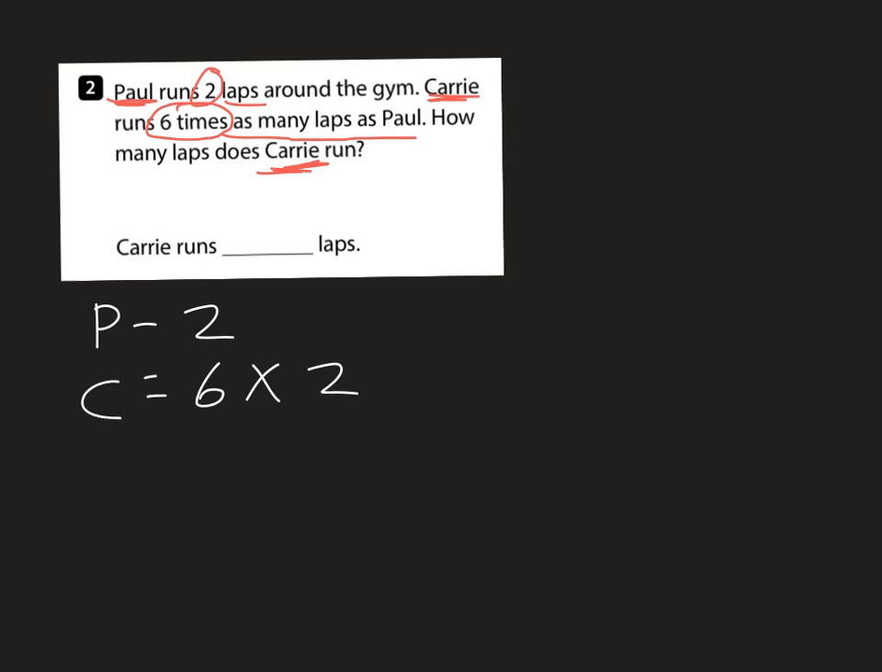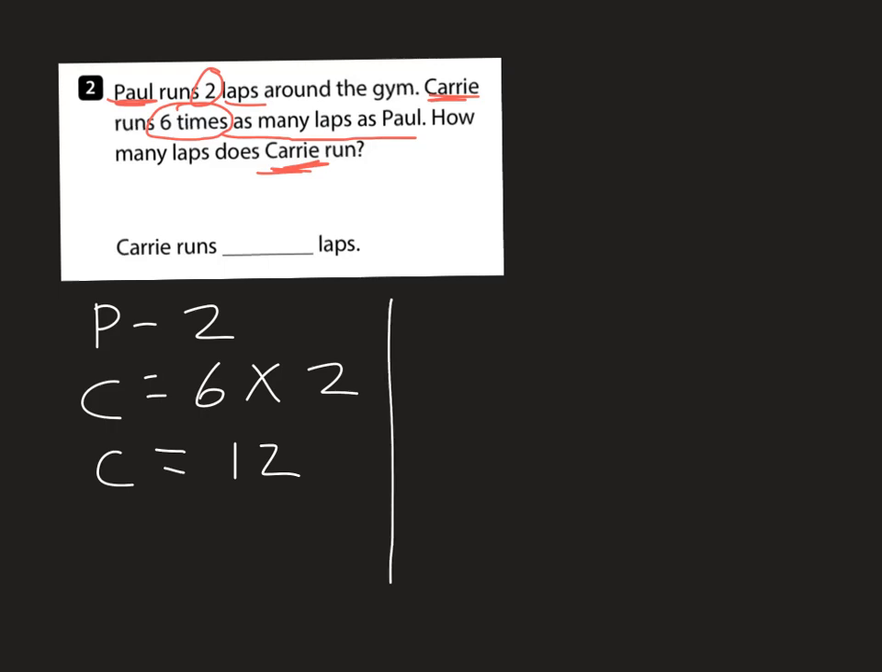So basically we just set up our equation with a variable. C is our unknown value, which is our variable, and we have to solve for C. And I know that 6 times 2 is 12. So C equals 12. So I know that Carrie has run 12 laps.